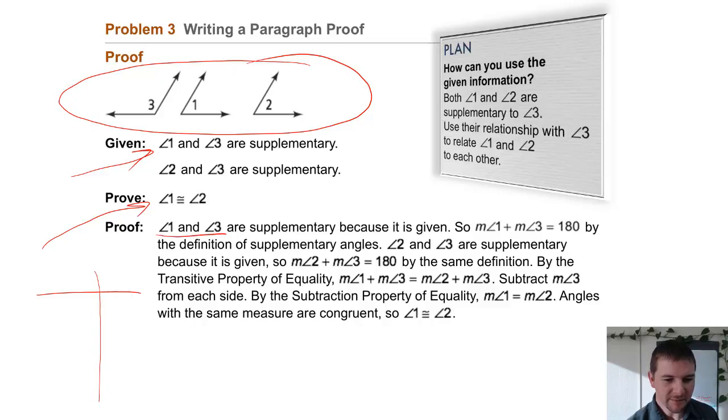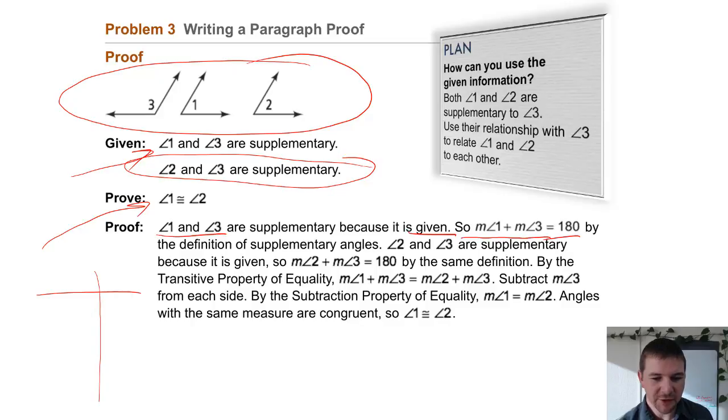So starting with the given information, and then given, and then continuing. So you can see how this style of proof, paragraph proofs, flows a little bit more. It reads like a paragraph with reasons and justification, but it's stating the same information in the same order that you would see in a two-column proof. So next we have statement. So measure of angle 1 plus the measure of angle 3 equals 180. By the definition of supplementary angles, angles 2 and 3 are supplementary because it's given information. So the measure of angle 2 plus the measure of angle 3 equals 180 by the same definition.